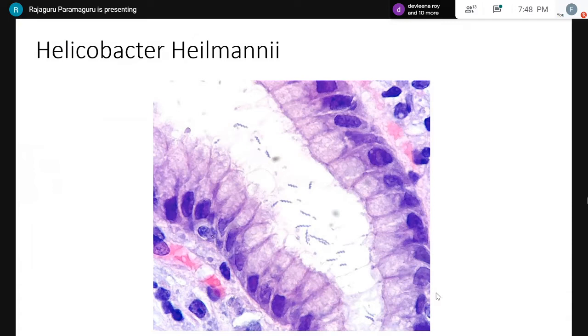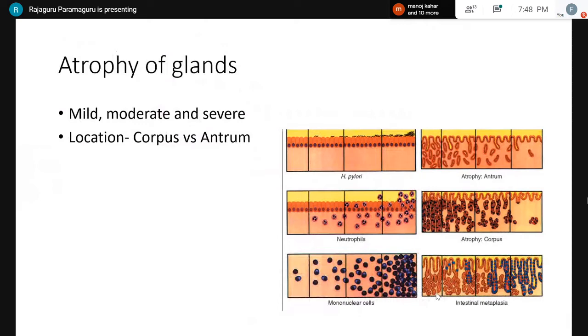Next we'll go with the atrophy of the glands. So here, atrophy can involve the antrum and the body or the fundal mucosa. It has to be graded as mild, moderate, and severe. And the location again is very important, whether the atrophy is in the antrum or in the corpus.